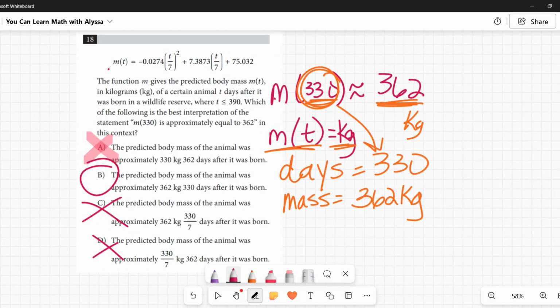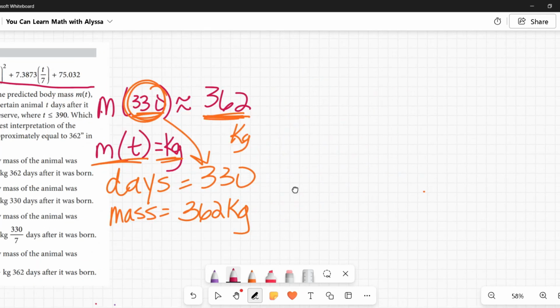So it didn't matter. This is really just a test of you knowing what a function means and being able to interpret a word problem, and not so much doing the math. But my answer there is B.